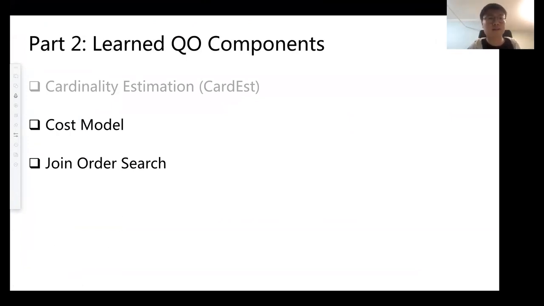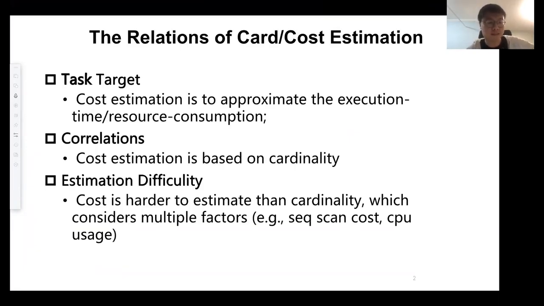So let's come to the cost estimation and join order part. Cost estimation aims to predict the resource usage of a physical execution plan for a query, including the I/O usage and CPU usage. It has a close relationship with cardinality estimation. We can even say that traditional cost estimation methods utilize a cost model built on the estimated cardinality to incorporate some physical operators.